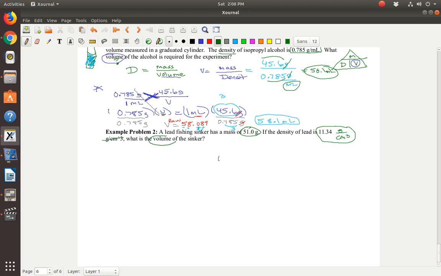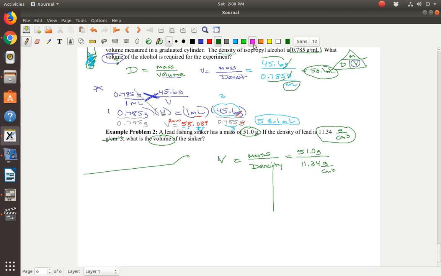Again, what is the volume of the sinker? How much space does that sinker take up? Well, we have to write the formula again. We already did the cheat for volume up here. There it is, volume. So I'm going to rewrite it. Volume equals mass over density. So mass is 51.0 grams divided by 11.34 grams per centimeter cubed.